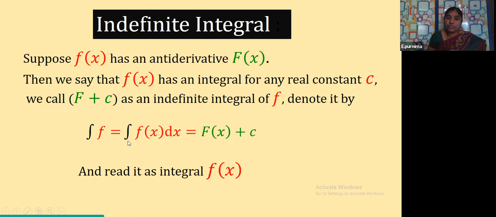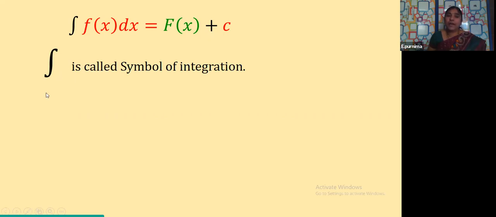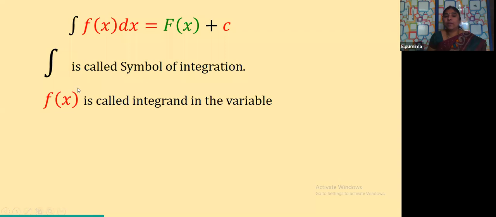So let us see the notation in each term, what each term represents. Let us see here, children. This is our statement: integral f of x dx is equal to F of x plus c. So what each term is representing, let us see one by one. This is called as what? Symbol of integration. It is called the symbol of integration, and it is read as integral. Okay, means we are integrating to get the integral. So integral of this, we read it. Next, f of x is the integrand in the variable x. Next, dx is what?